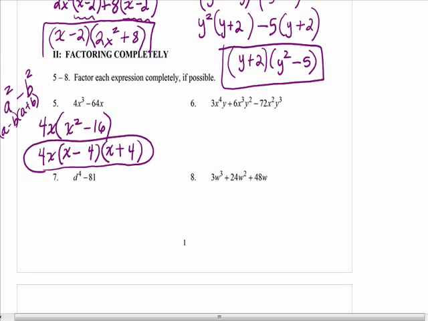All right, Tate, what does number 6 have in common? What does each term have in common? I guess 3. What else? x squared. Good. And a y. So everybody, please GCF 3x squared y. One set of parentheses because we're just taking the greatest common factor.